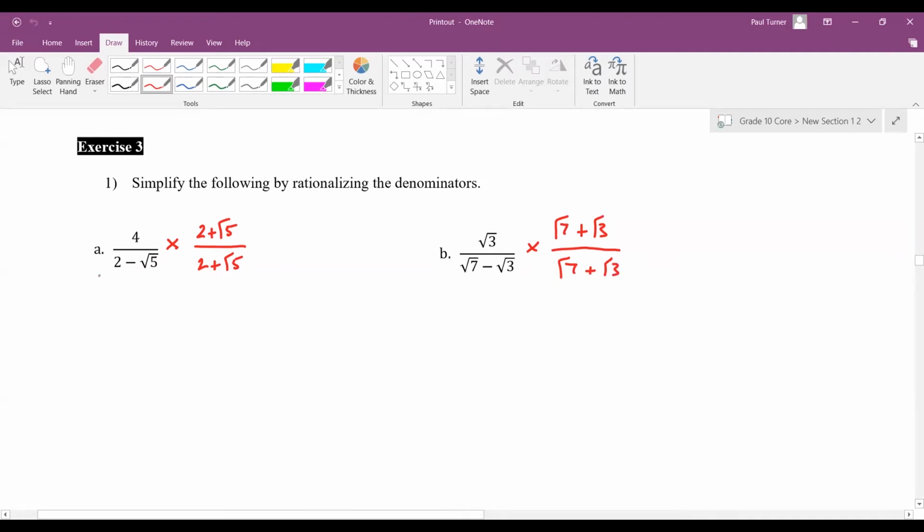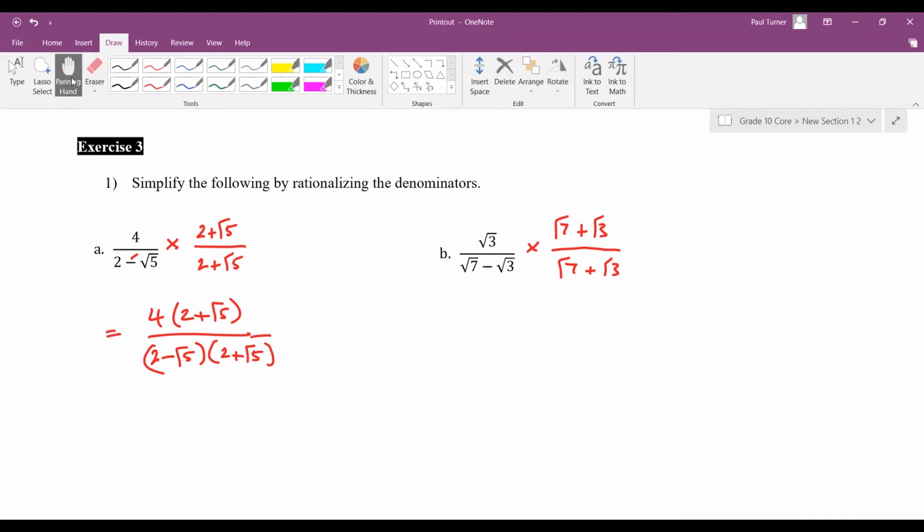Okay, so for this solution, let's take a look. So let's put these together as 4, 2 plus root 5 on, I'll write it all out. So 2 minus root 5, 2 plus root 5. Okay. So it should look like that because you're just multiplying two fractions.